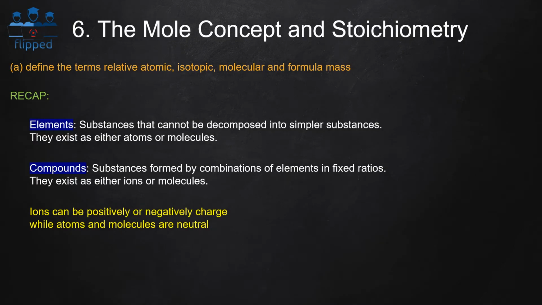Today we are on the mole concept and stoichiometry, and this is a learning objective for today. We are defining the terms relative atomic, isotopic, molecular, and formula mass. So this is just a quick recap. Elements are substances that cannot be decomposed into simpler substances. They exist as either atoms or molecules.